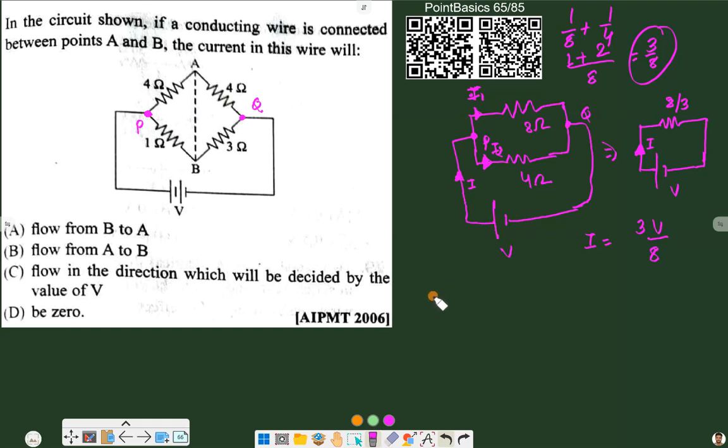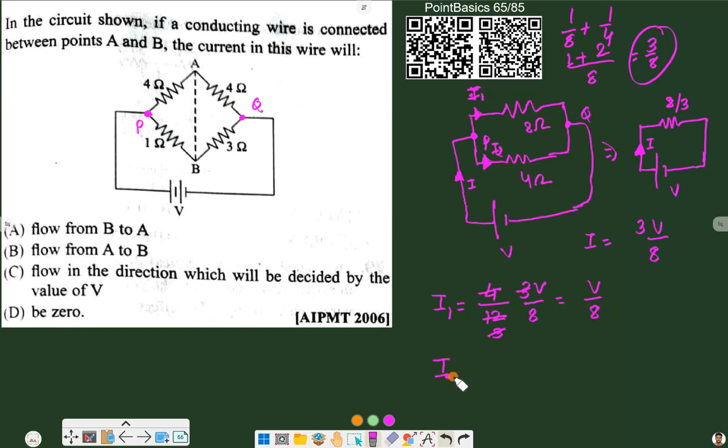So I1 will be, as we are finding current in the upper arm, we have to take the resistance of the opposite arm. Here resistance is 8, so we take the second resistance 4, the resistance of the opposite arm, by total resistance 8 plus 4, 12, into actual current I, that is 3V by 8. So 4 and 12, 3 cancel, and it will be V by 8.